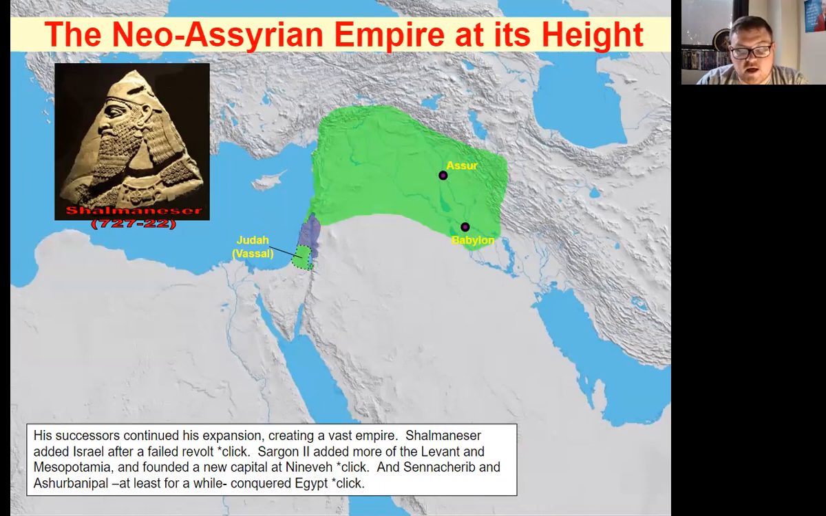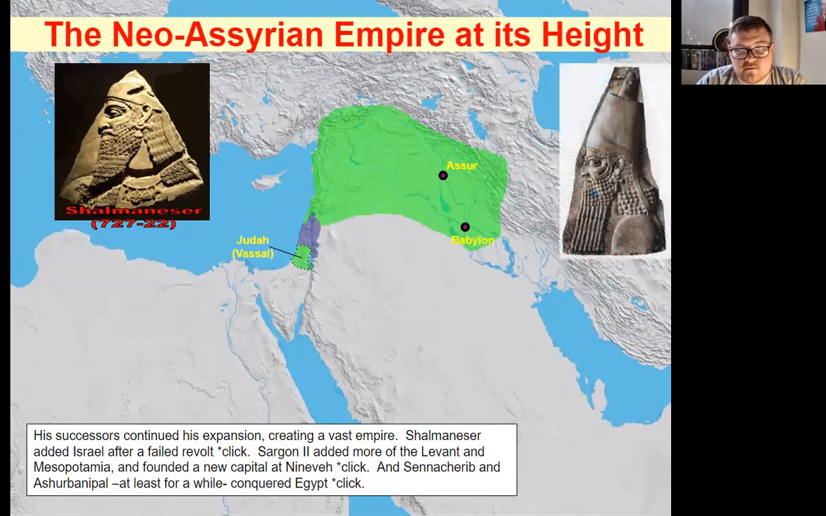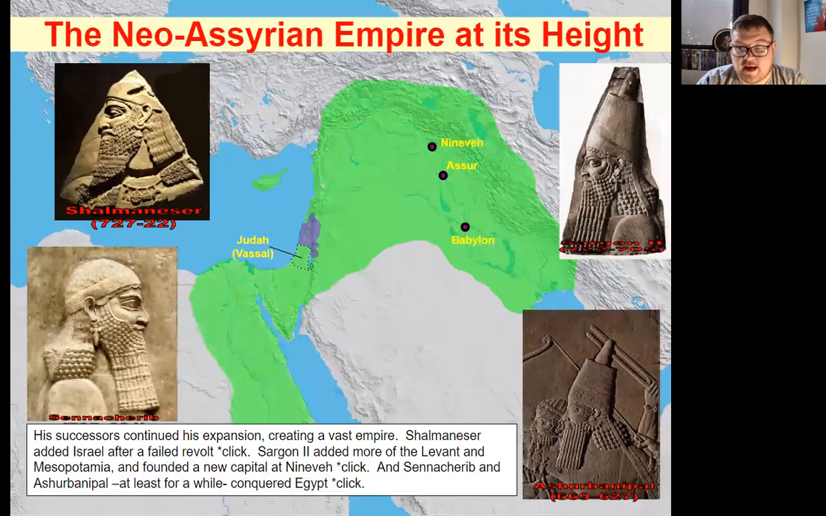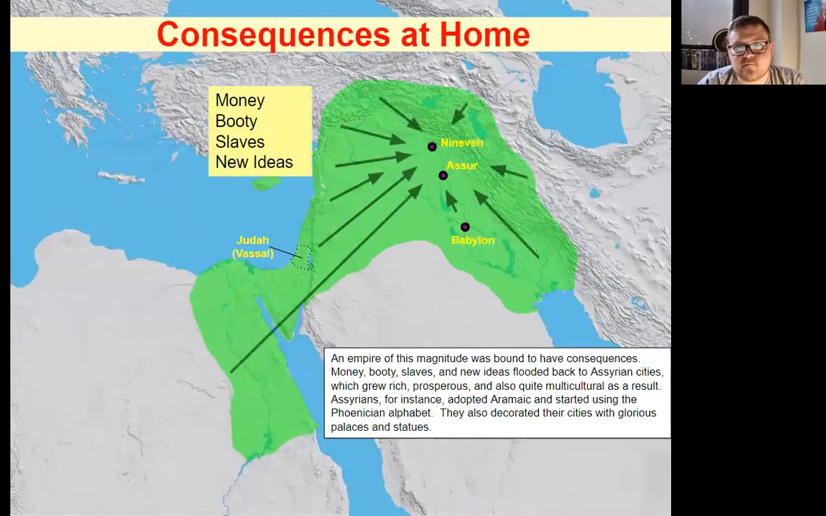Sargon added more of the Levant and Mesopotamia and founded a new capital at Nineveh. So we're conquering more. And I don't know how to say that name, guys. Sennacherib, maybe? And Ashurbanipal, at least for a while, conquered Egypt. Yeah. So this empire's literally all of the Near East.